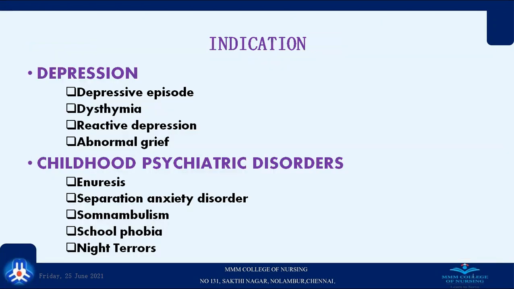Indications: depression, depressive episode, dysthymia, reactive depression, and abnormal grief. Here, dysthymia means low mood occurring for at least 2 years along with two other symptoms of depression. Reactive depression is otherwise known as exogenous depression. Abnormal grief is severe reactive depression and the excessive feeling of guilt.